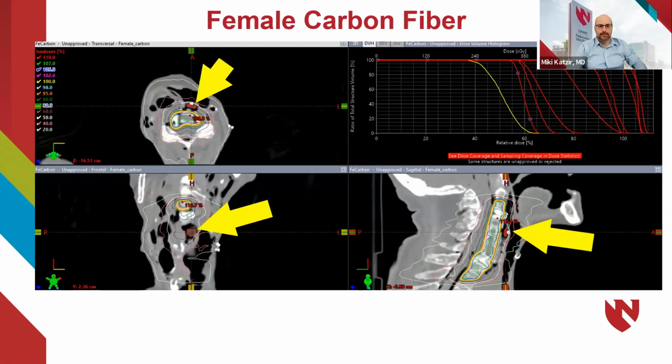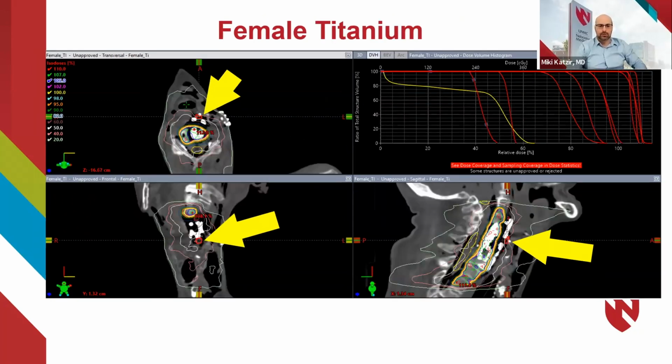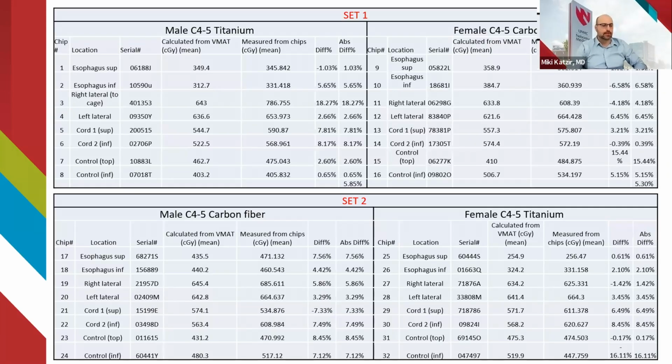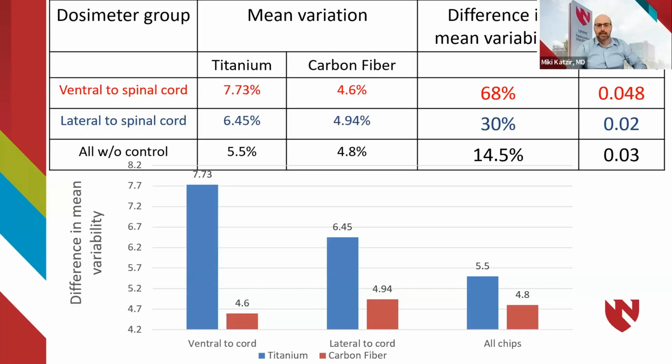And again, we have the histograms. And let's get to the numbers. You can see the measured versus the calculated dosimetry. Extrapolating from this data, there were 3 groups of dosimeters that had a significant difference in mean variability of calculated compared to measured dose between carbon fiber and titanium. Ventral to the spinal cord had a 68% difference in mean variability of calculated compared to measured dose between carbon fiber and titanium. Lateral to the spinal cord had a 30% difference between carbon fiber and titanium.